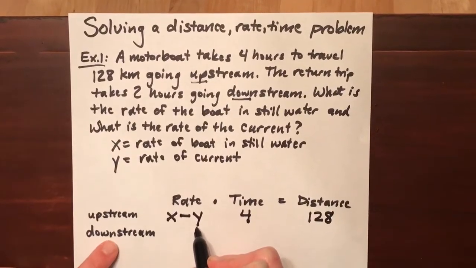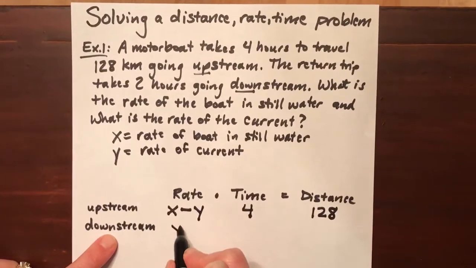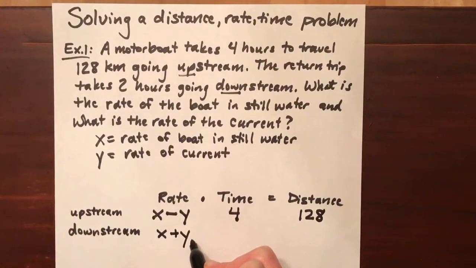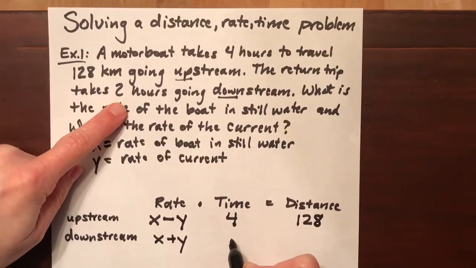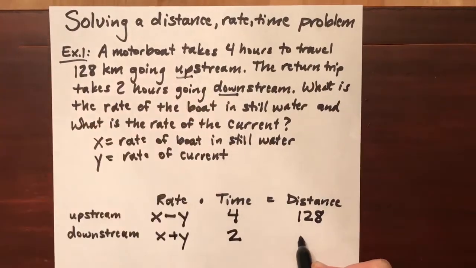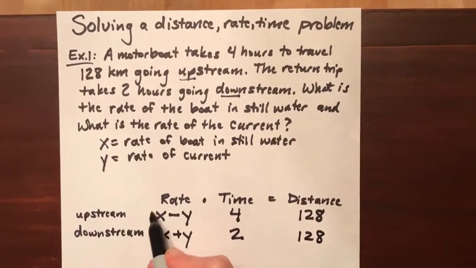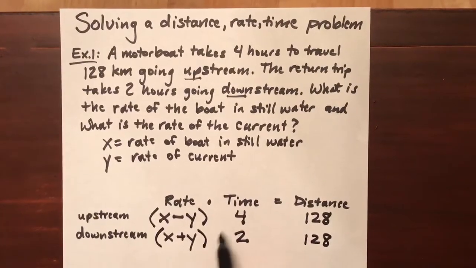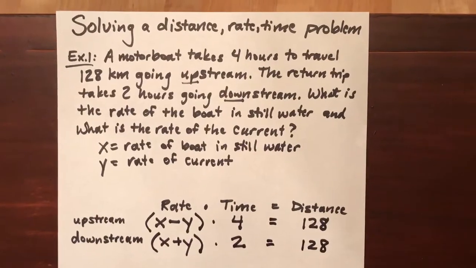And now going downstream, think about what the current will be doing. Our rate will be x plus y because now the current is behind us, speeding up the boat. The time of the downstream trip is 2 hours, and the distance is the same, 128, because this is the return trip. And so we just put parentheses around the quantities that we have.